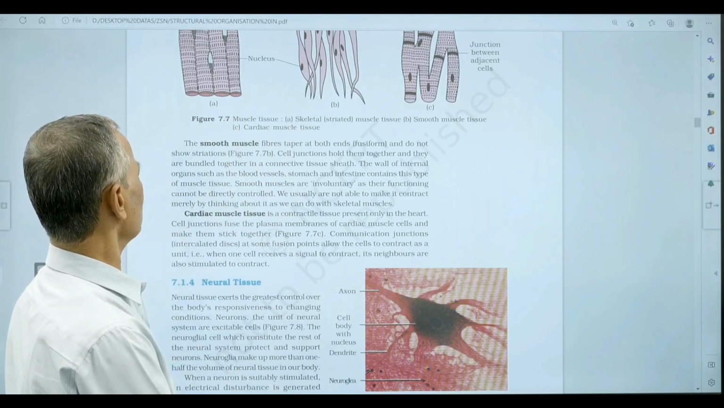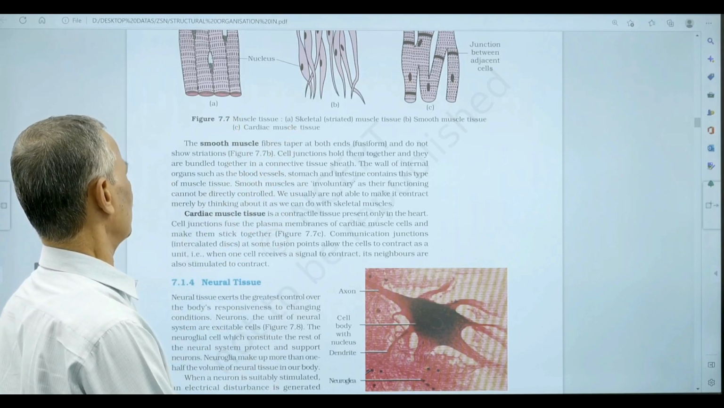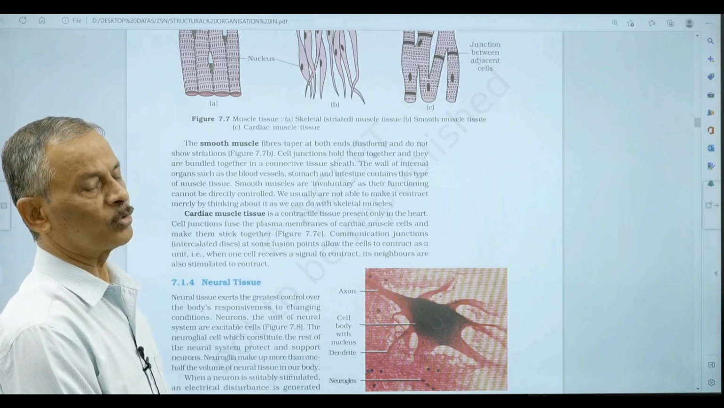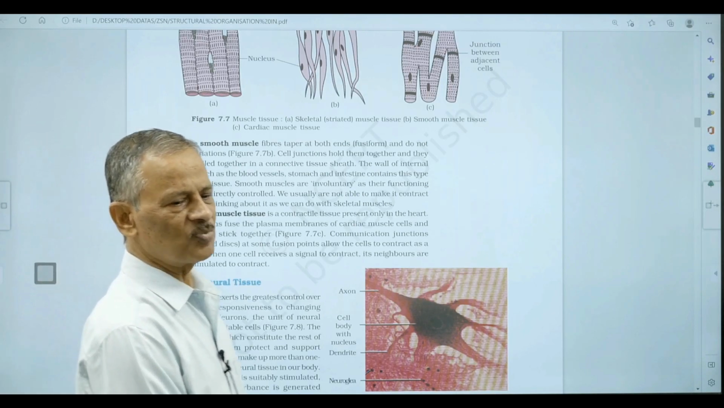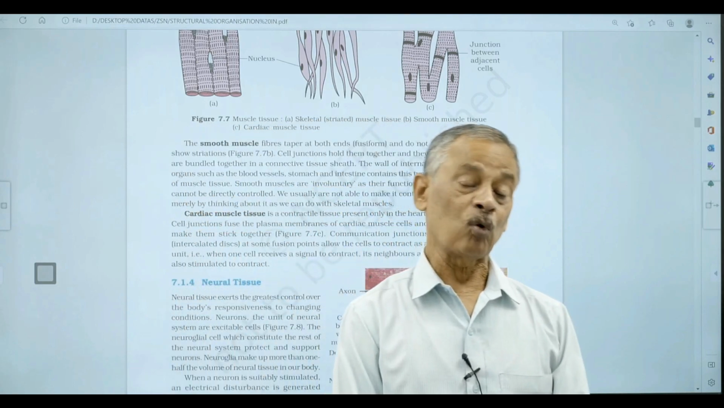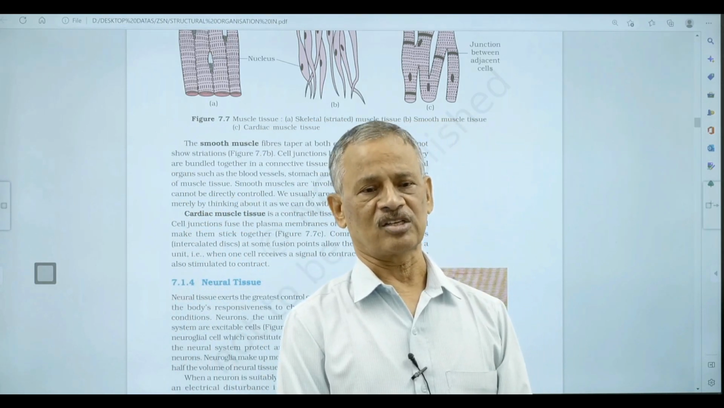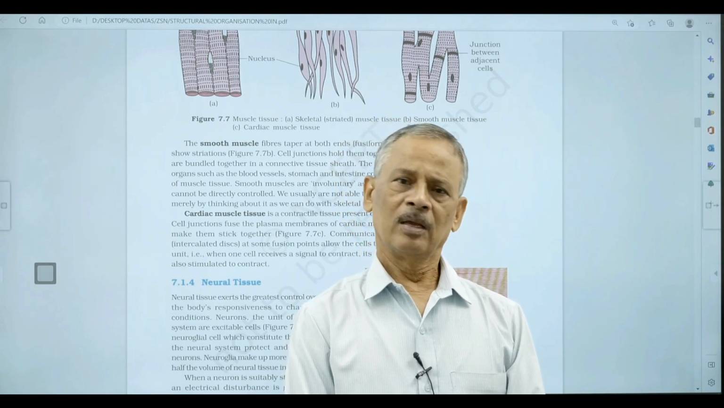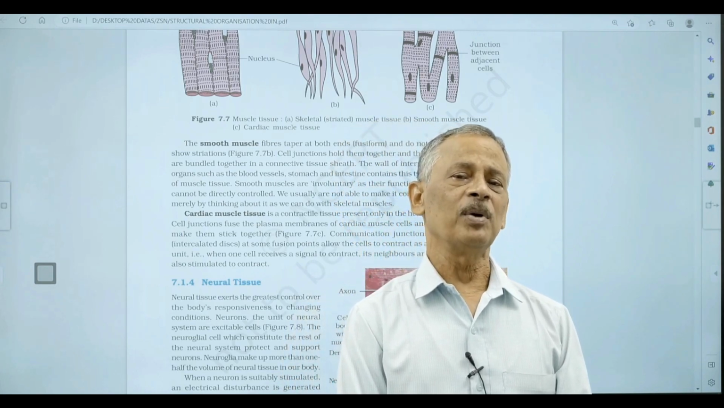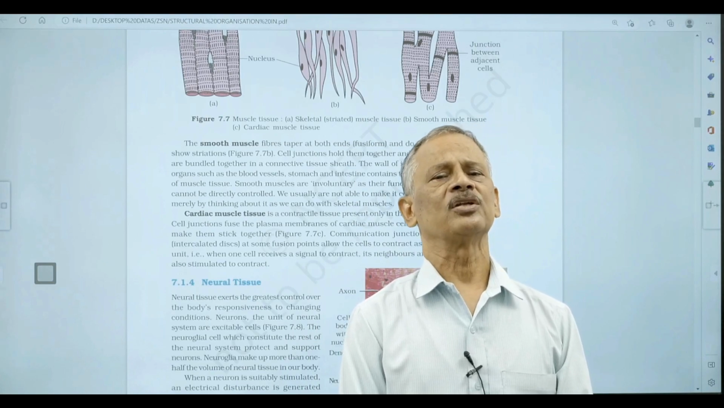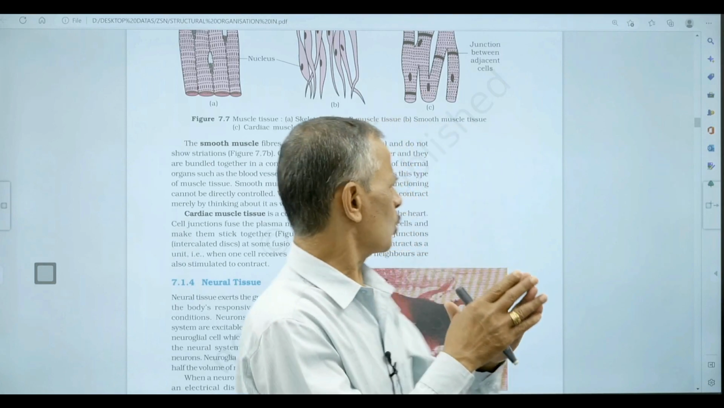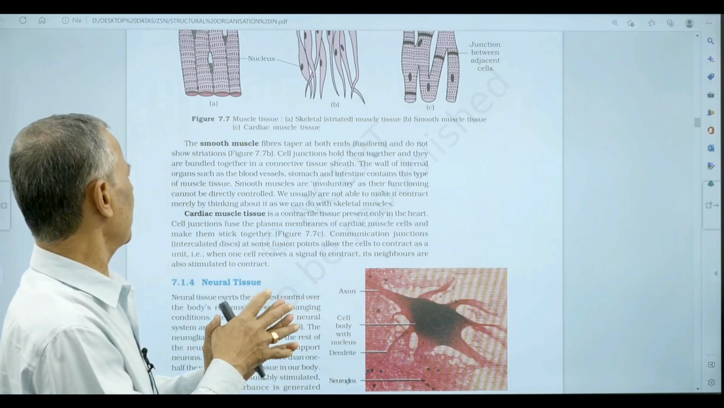The third and last type is cardiac muscles. Why are they called cardiac muscles? Because they are present only on the walls of the heart, and they have some unique features. One, these fibers are branched, and the branches of adjacent muscle fibers are connected together. Thus, they form a network.